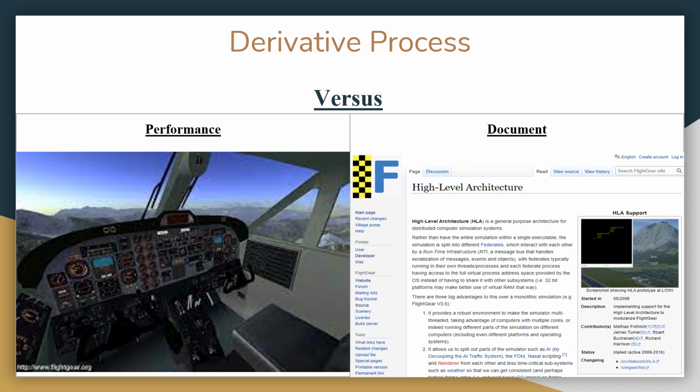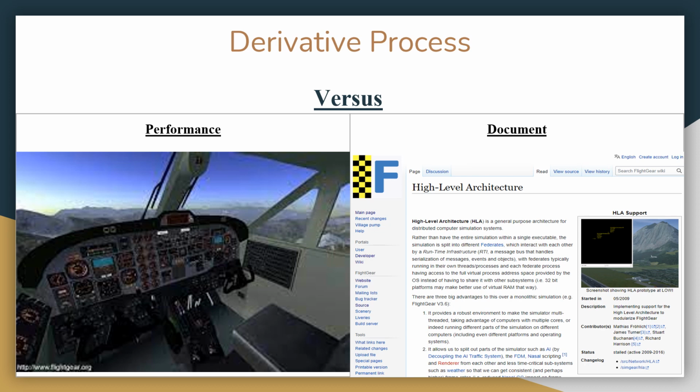Diving into the heart of FlightGear's architecture, our journey began with a comprehensive derivative process. This involved an immersive engagement with the simulator coupled with an in-depth analysis of its documentation. Our goal was to peel back the layers of FlightGear's complex system to understand its operational essence. Our hands-on approach allowed us to experience FlightGear's functionality firsthand, bridging the gap between theoretical knowledge and practical application.